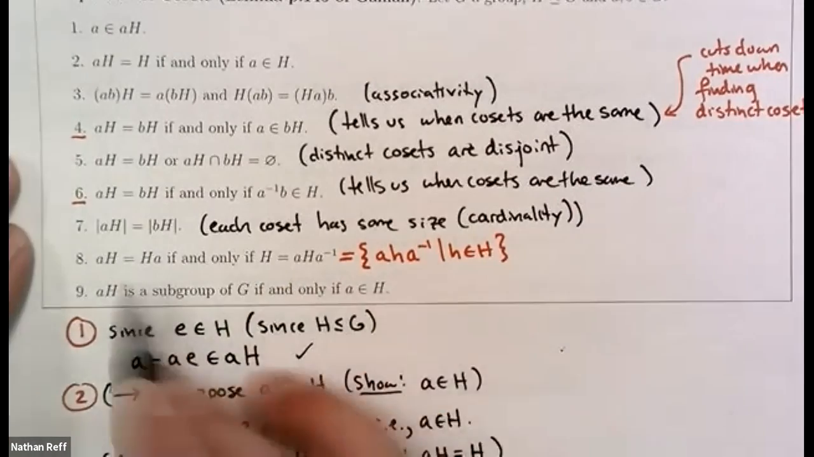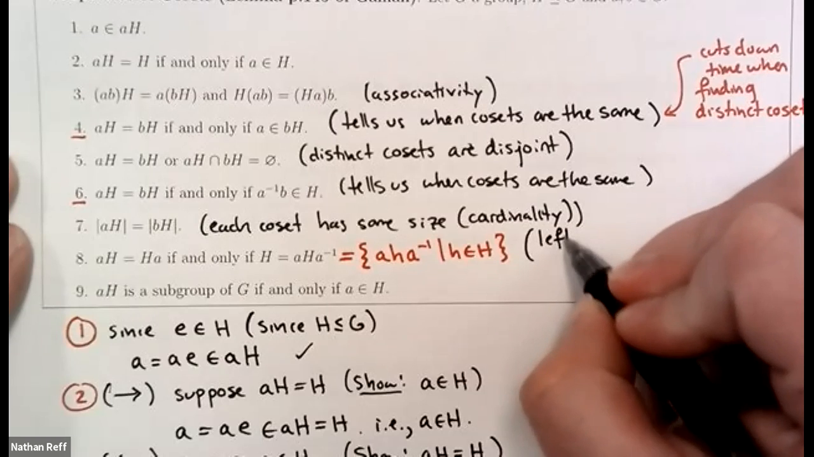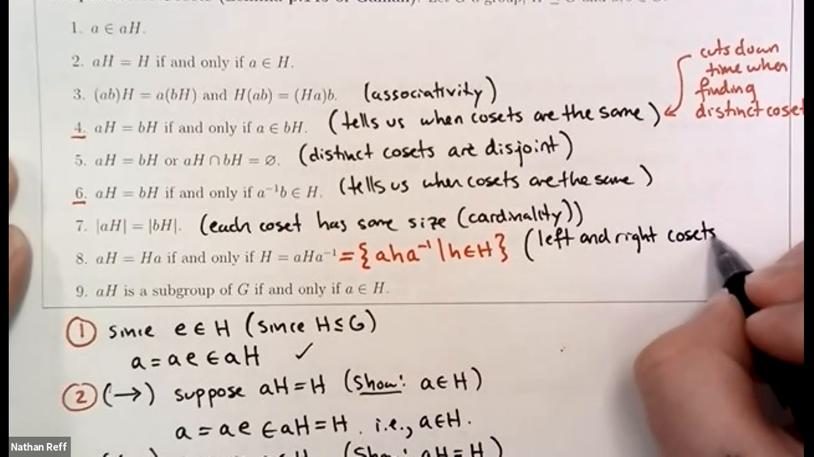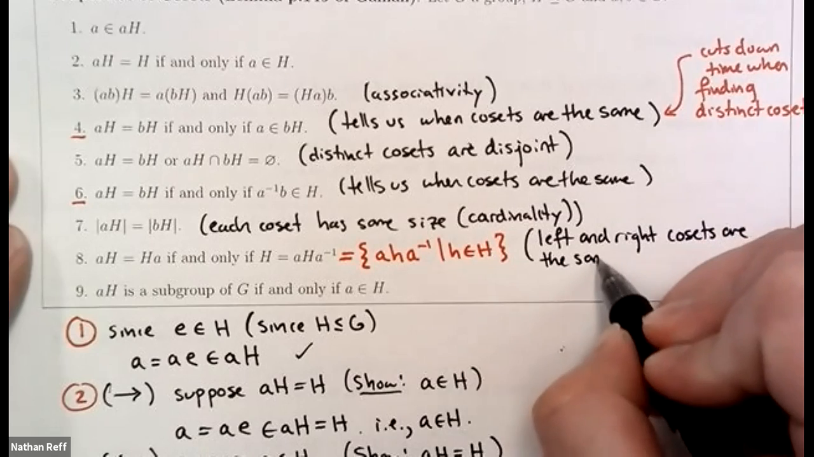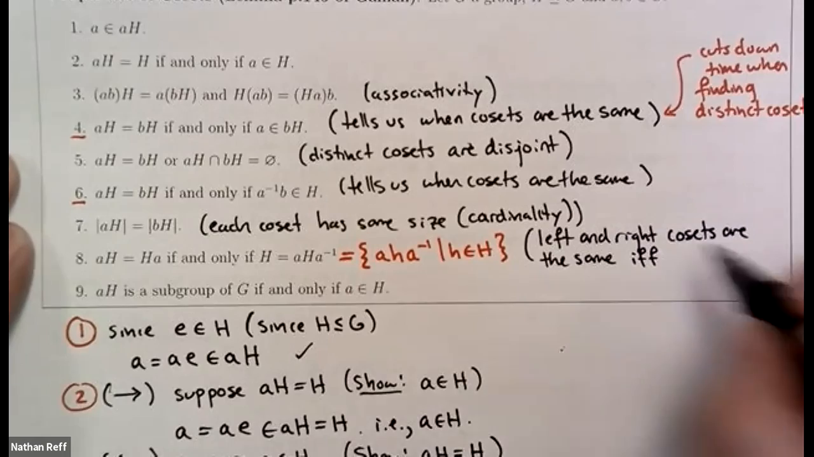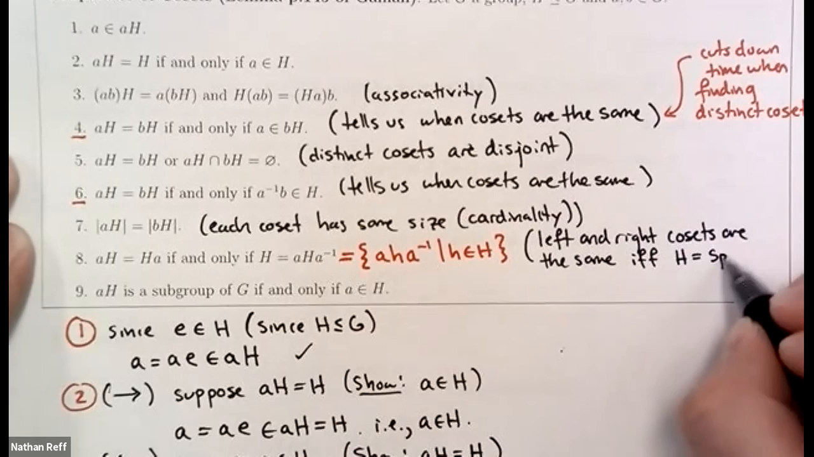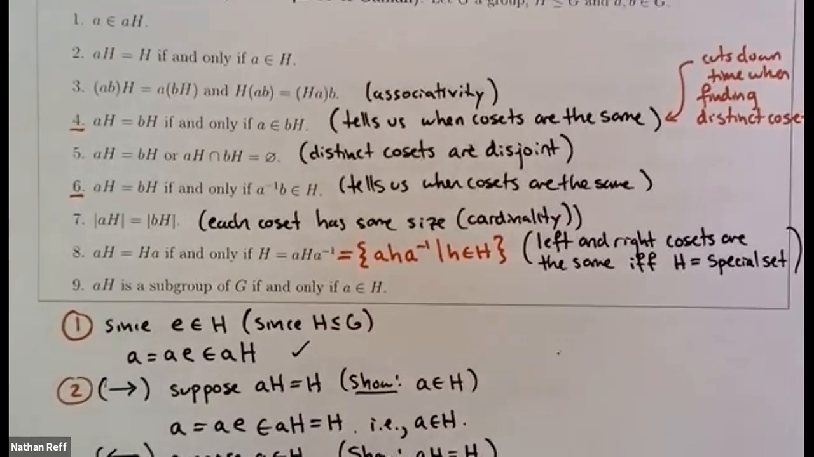So to summarize, this is saying the left and right cosets are the same if and only if, so it's actually an if and only if condition, H is equal to this special set here. Okay. And that turns out to be quite useful. We will use that later on.